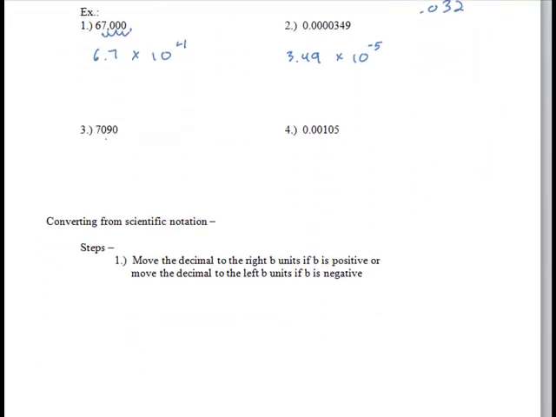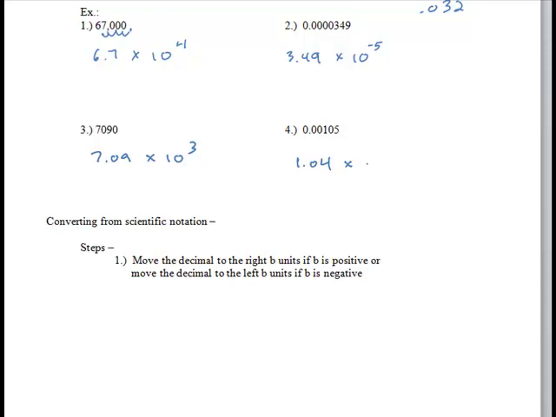Example 3. 7.09 is our value for a, where we need to move the decimal place between the 7 and the 0, making the number between 1 and 10. We moved it 3 places, and the exponent is going to be a positive 3. In order to take 7.09 and get back to our original value, it has to get larger, so therefore the exponent must be positive.